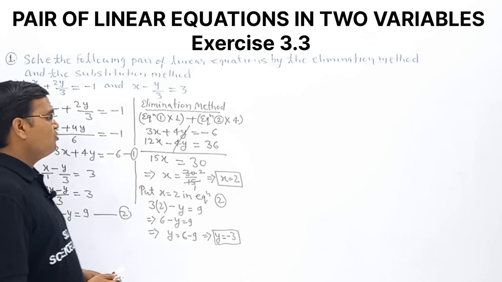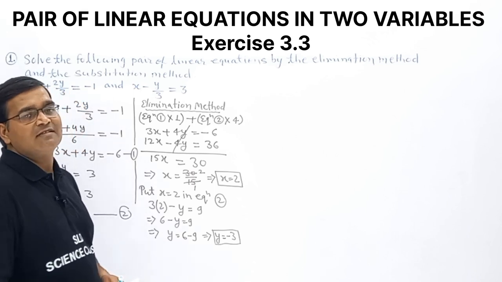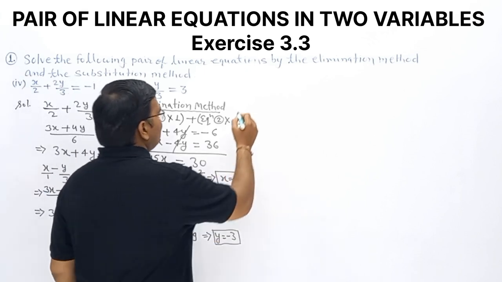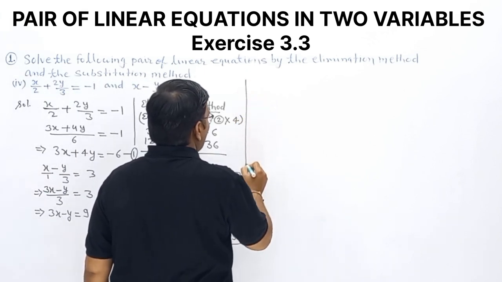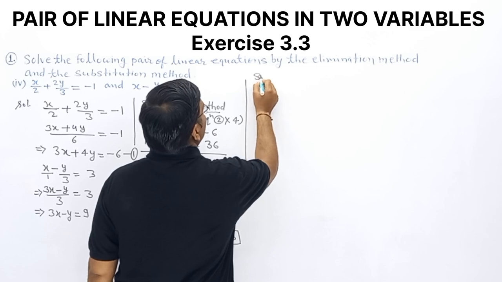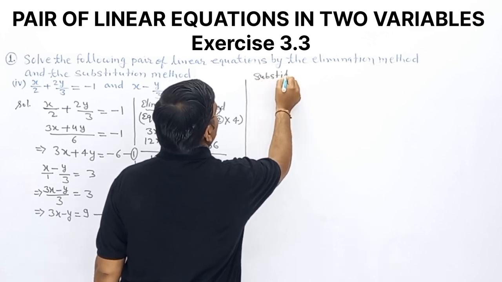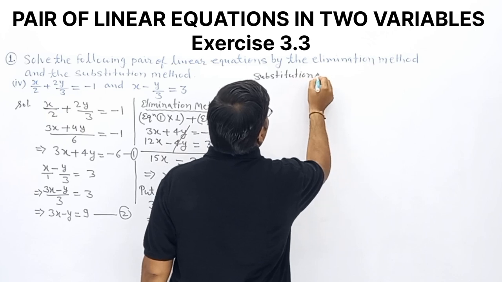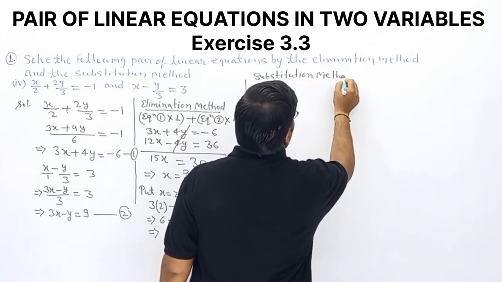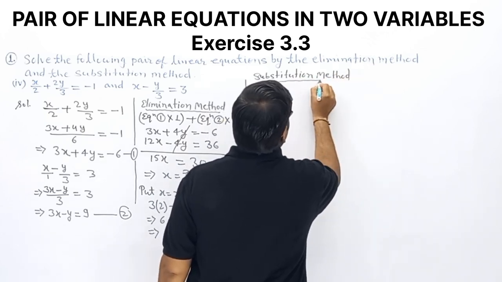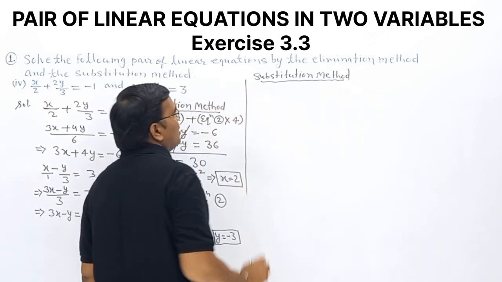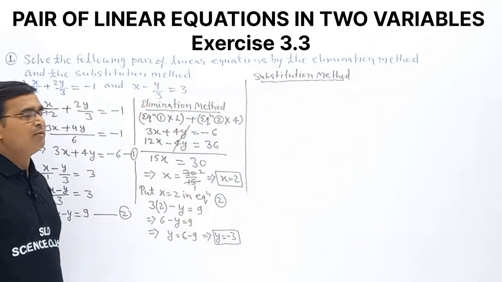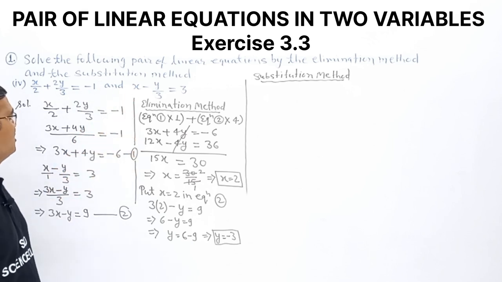So the value of x is 2 and y is minus 3. Now which method am I taking? Substitution method. Observe carefully. The second method is the substitution method. How will we find the same solutions by using the substitution method for these two linear equations?